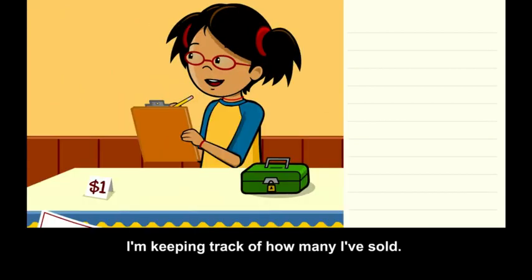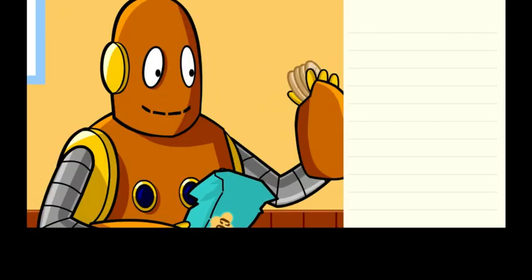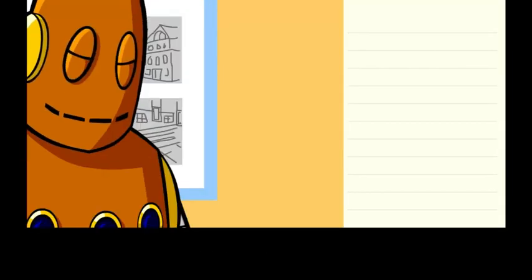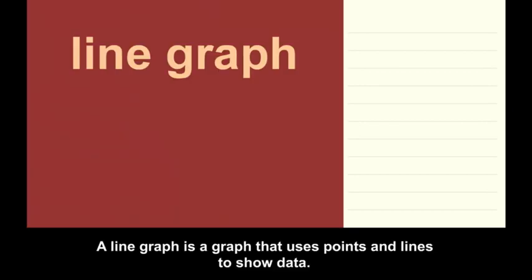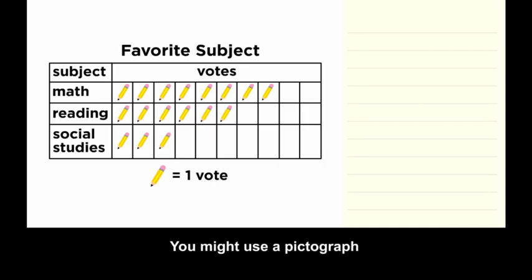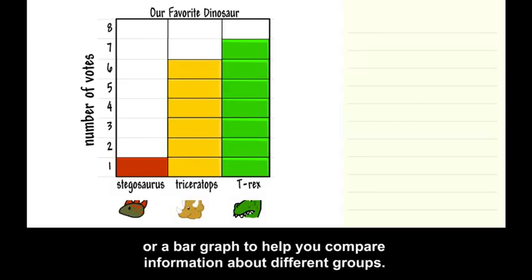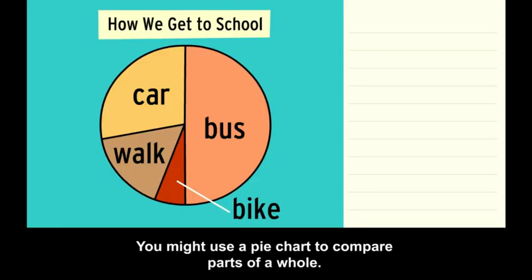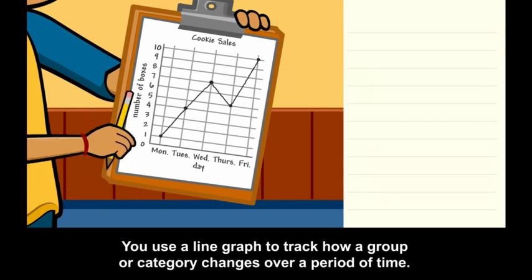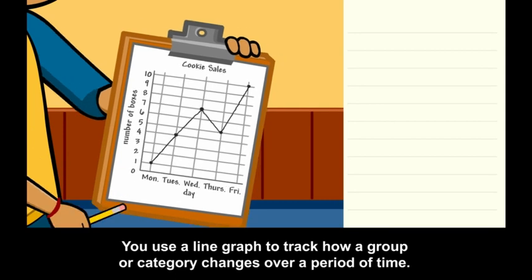I'm keeping track of how many I've sold. I made a line graph. A line graph is a graph that uses points and lines to show data. You might use a pictograph or a bar graph to help you compare information about different groups. You might use a pie chart to compare parts of a whole. You use a line graph to track how a group or category changes over a period of time.